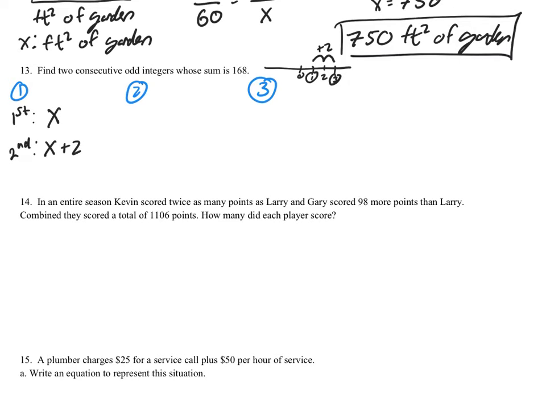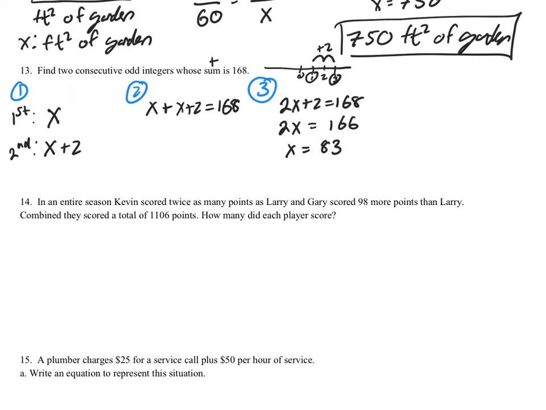This says that I take these two integers and I take their sum, I add and I get 168. So I'm going to say my first integer x plus my second integer x plus 2 equals 168. Now that I have that, we can solve. 2x plus 2 equals 168. We can subtract 2 from both sides. 2x equals 166. Divide both sides by 2, and we get that x equals 83.